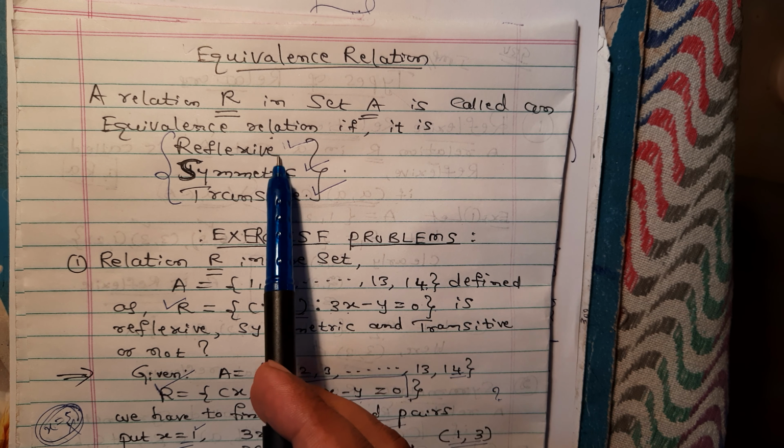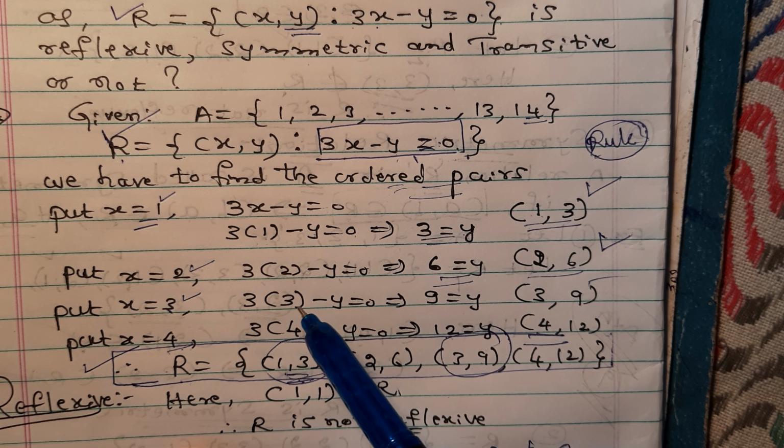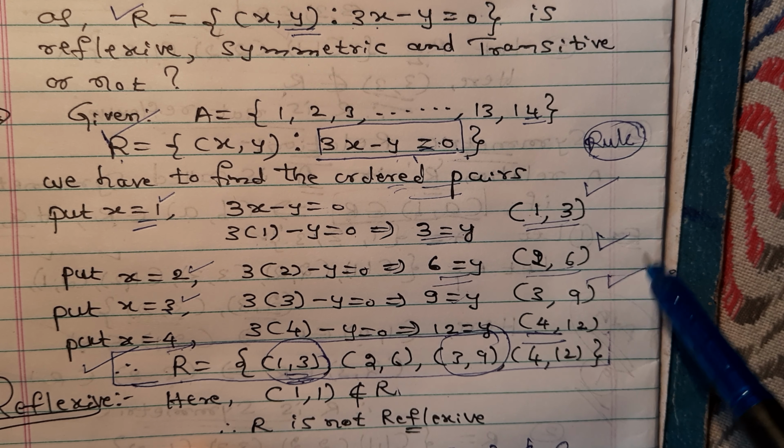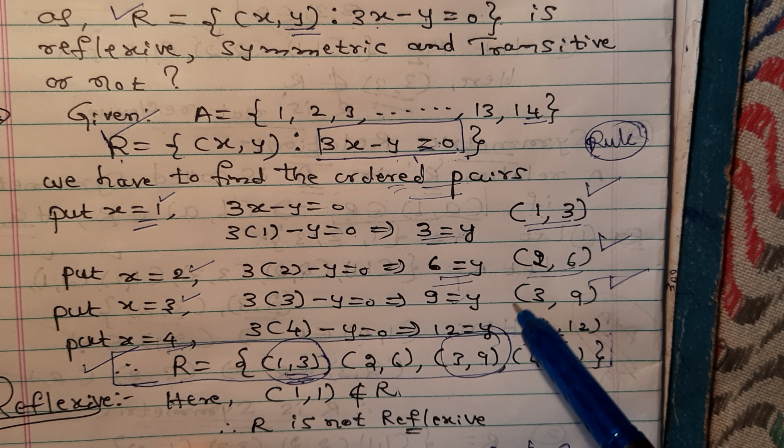You go on giving the values. x is equal to 3. Then it becomes 9, (3, 9). x is equal to 4, 3 4s are 12, so (4, 12). So finally I got the ordered pairs. So we can see here (1, 3), (2, 6), (3, 9), (4, 12). So here I have stopped at this value.